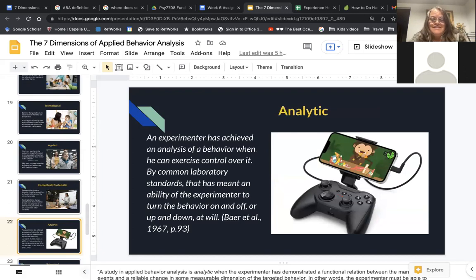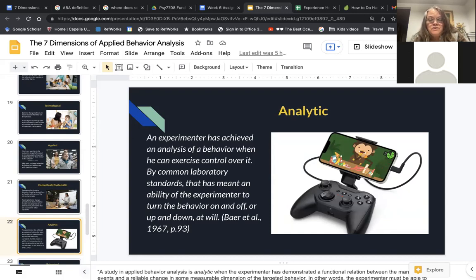Now, analytic. I like this little picture because oftentimes when we think of analytic, we're going to think of lots of mathematical equations or something like that. In behavior analysis, analytic has a different meaning. Analytic means that we have studied this behavior well enough to understand what makes it happen and how we can avoid it happening, or when it starts to happen, how we can stop it happening.